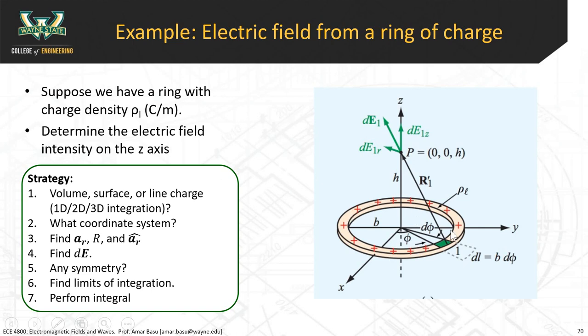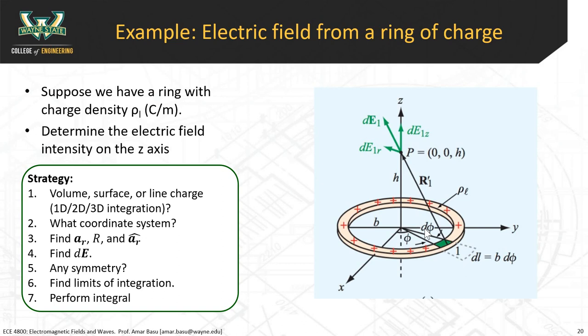And what is going to be our value for z? Zero. Z equals zero, that's right. And our phi is going to go from zero to two pi. Good. And what's going to be our radius? B. It's a fixed radius. Okay, so you all answered the second question here as well. Now, what coordinate system are we in? For a ring of charge like this, it makes sense to use a cylindrical coordinate system.